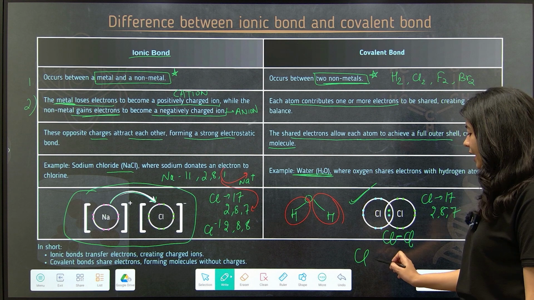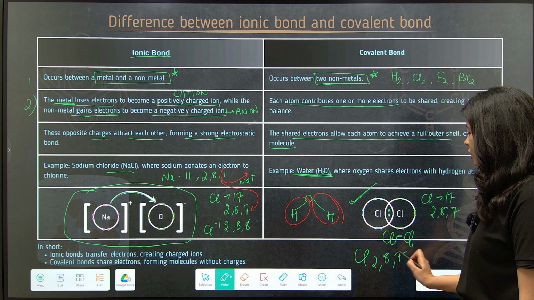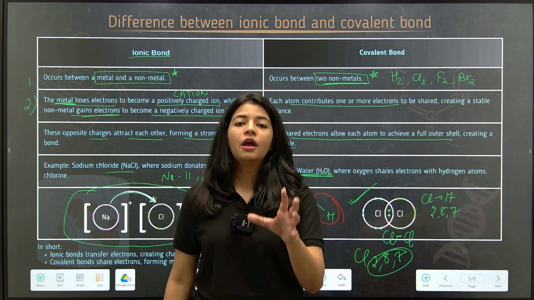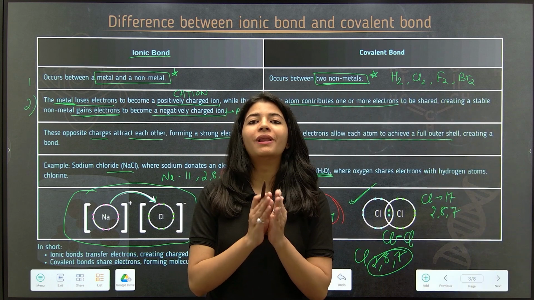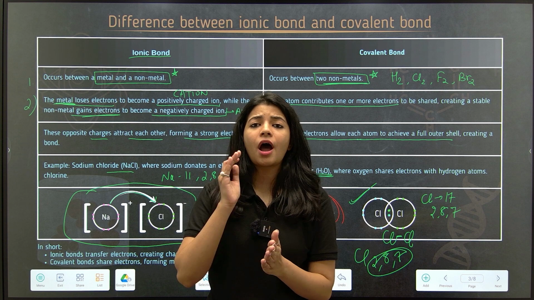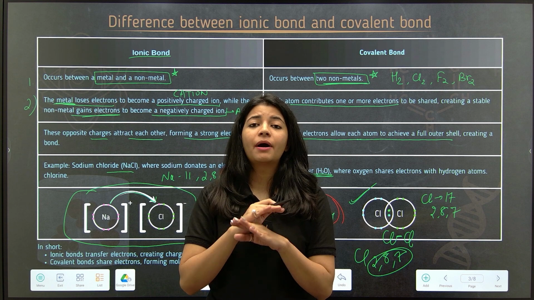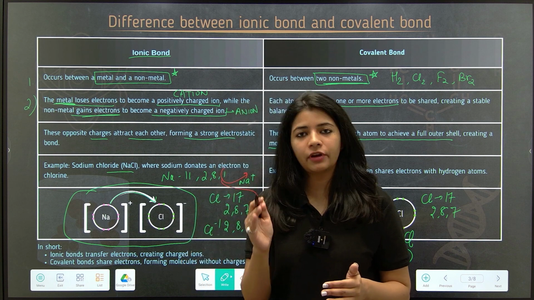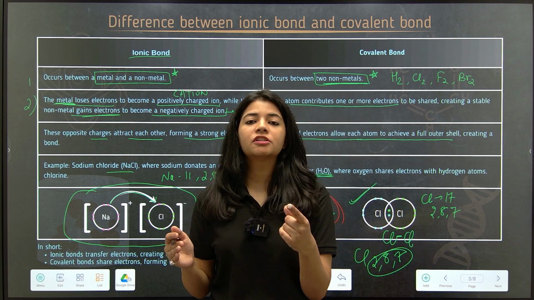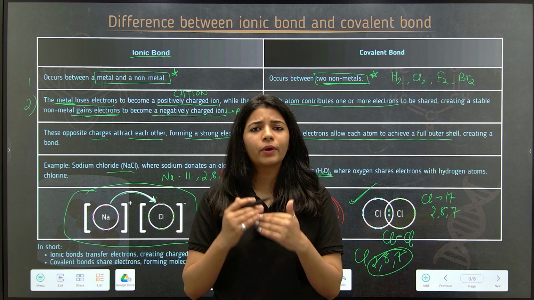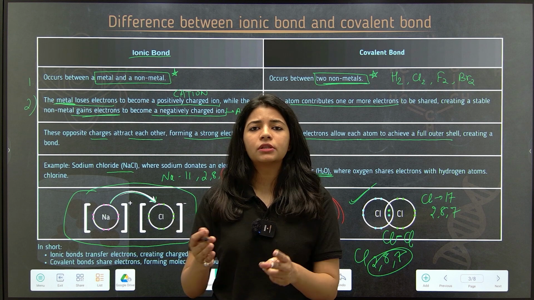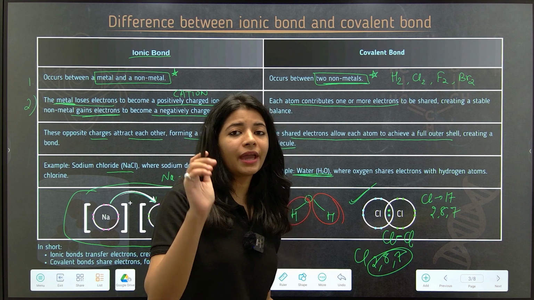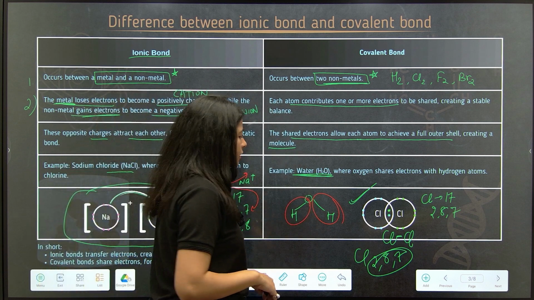Why? Because it has 2, 8, 7 configuration, which is not a stable configuration. For a configuration to be stable, it should be equivalent to that of a noble gas electronic configuration, in which the outermost shell should be completely filled with electrons, right? And we all know that the first shell, which is closest to the nucleus, has the lowest energy and can occupy 2 electrons. Then the next shell can occupy 8 electrons, and after that it can occupy 8 electrons, right? So remember this octet rule.